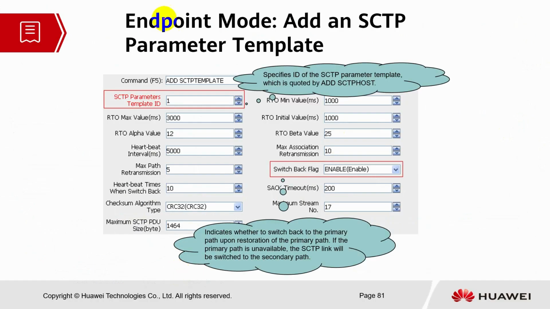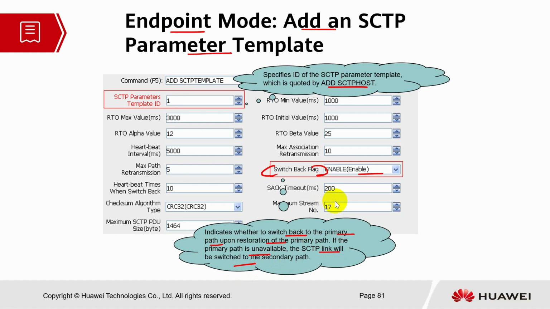Next, we move into endpoint mode. How to add an STP parameter template. The STP parameter template will be quoted by the STP host automatically, and it also indicates the switch back flag. When you enable it, it indicates to switch back to the primary path upon restoration of the primary path. If the primary path is unavailable, the STP link will switch to the secondary path. That is the meaning of switch back flag.